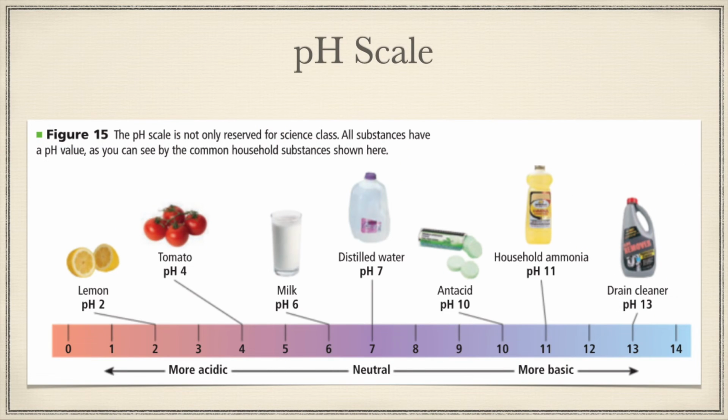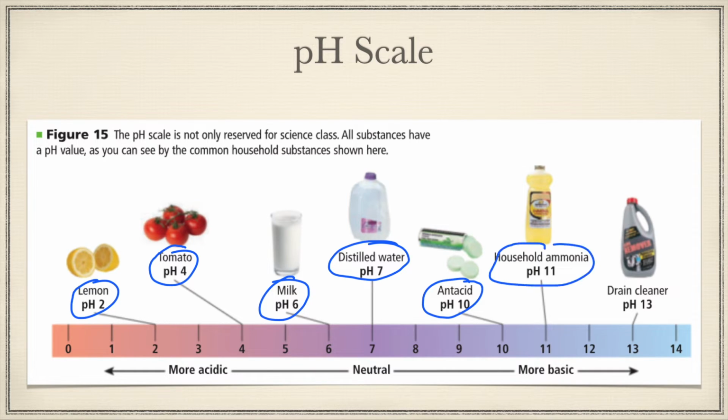So some examples on the pH scale. pH of 2 is lemons, pH of 4 is tomatoes, milk has a pH of around 6, distilled water, like pure water, has a pH of 7, so it's neutral, antacids a pH of about 10, household ammonia pH of 11, and then drain cleaner is a pH of 13. So more acidic as you go closer to 0. So more acidic this way, the lower the number, the more acidic. The higher the number, the more basic.